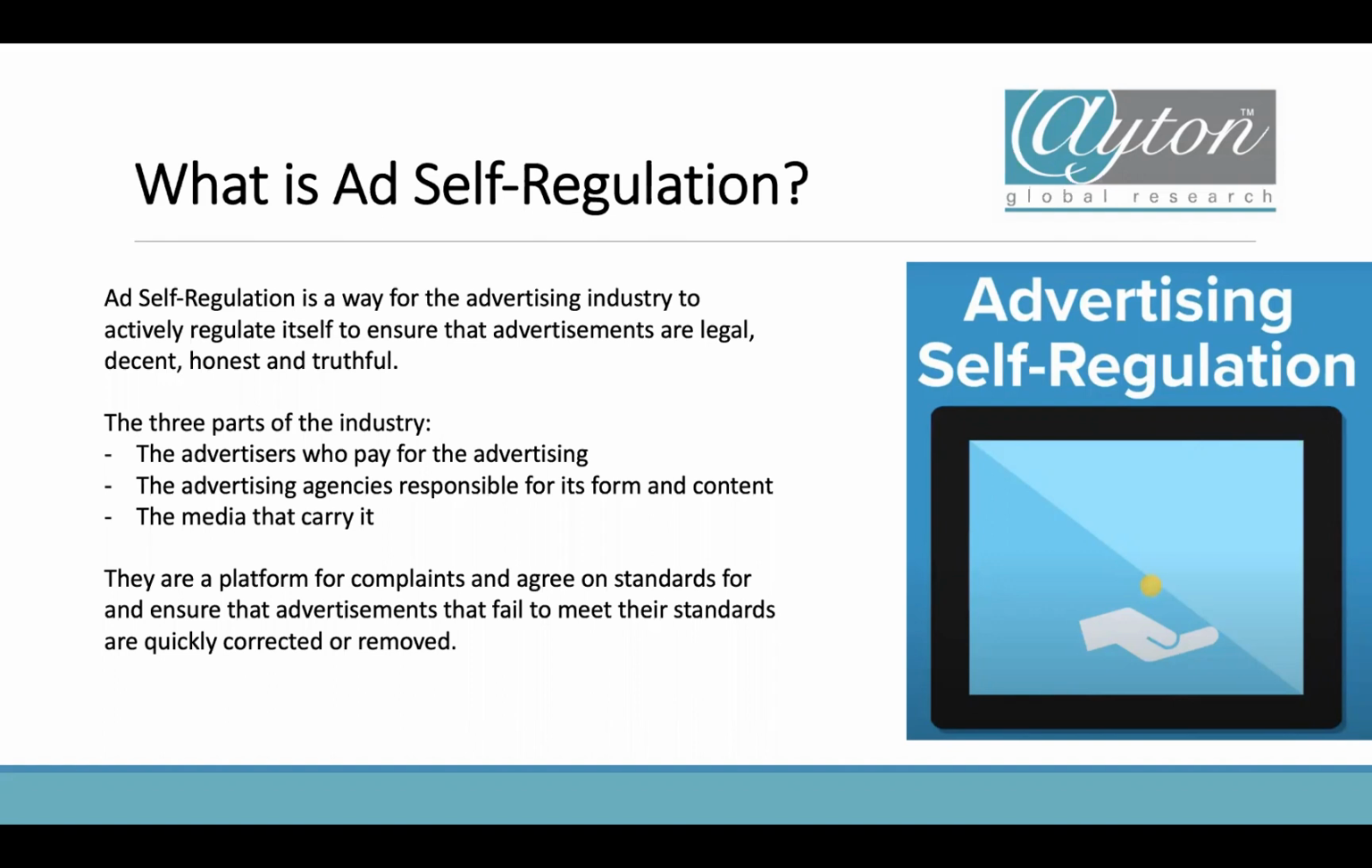But there are three parts of the industry of ad self-regulation. It's the advertisers who pay for the advertising, the agencies that are responsible for its form and content, and the media that carry it. So if you are from any of those three parts of the industry, it is part of your responsibility to make sure that the adverts you are putting out there fit into those legal, decent, honest, and truthful keywords.